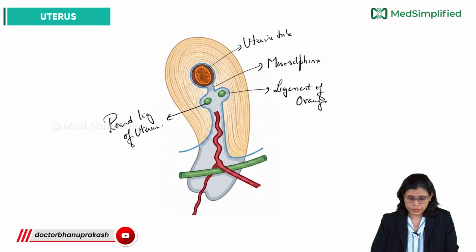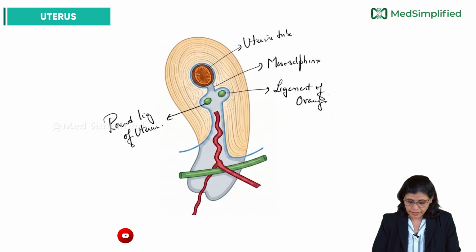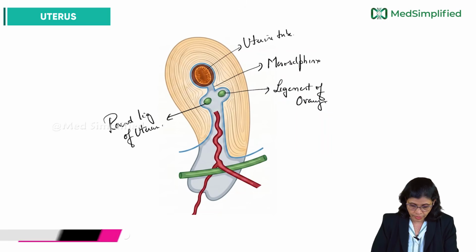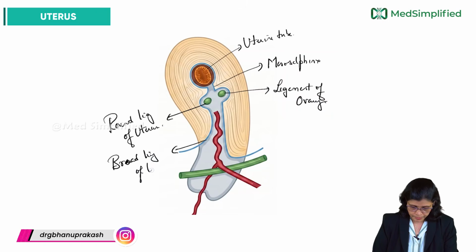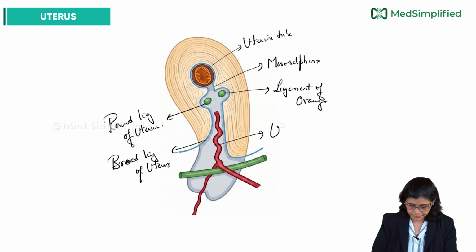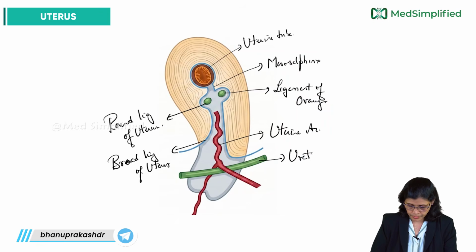So the round ligament of the uterus will be anterior-inferior to the uterine tube, and posterior-inferiorly we will have the ligament of the ovary. And here we can see the broad ligament of the uterus. Uterine artery. This is the ureter crossing the uterine artery.